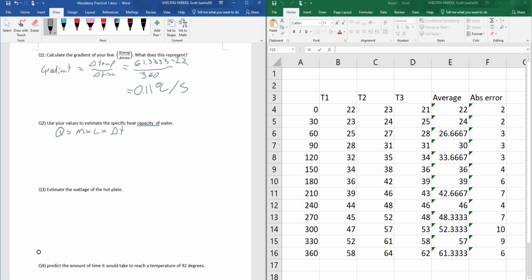Now, here is our issue, guys. Do we have Q? No, we do not have Q. Do we have M? Yes. Do we have C? No, because we're trying to estimate it, because we're going to use our results to find it. Do we have delta T? Yeah.